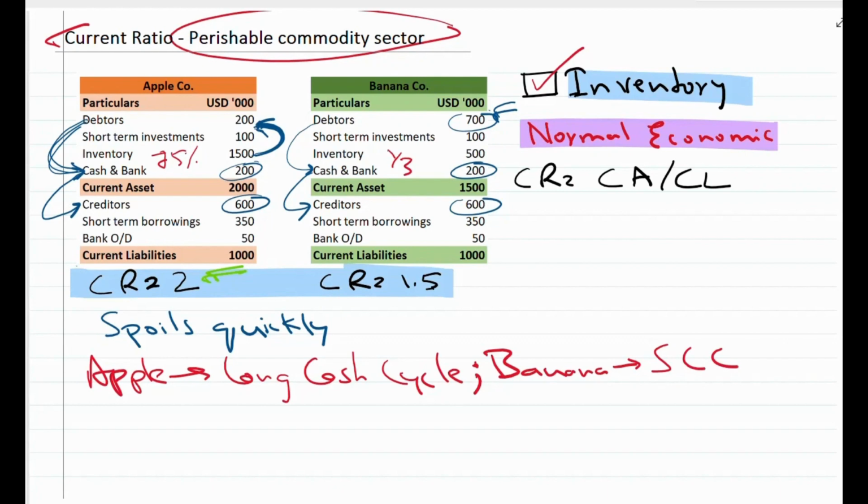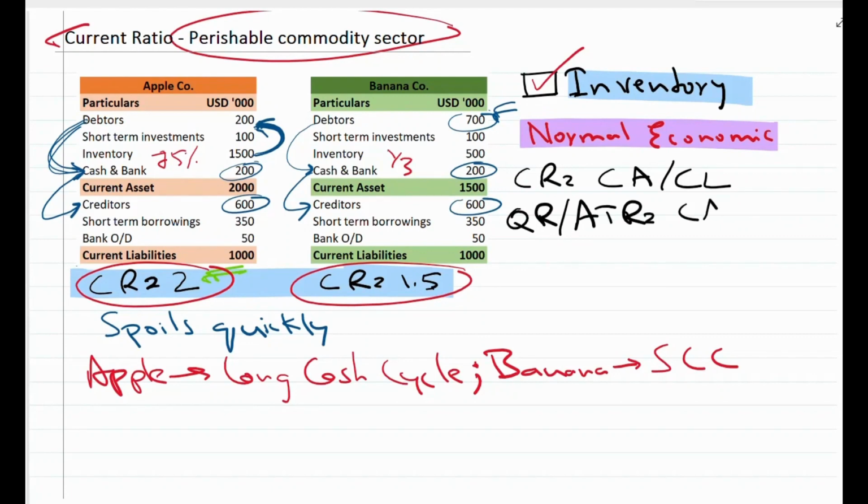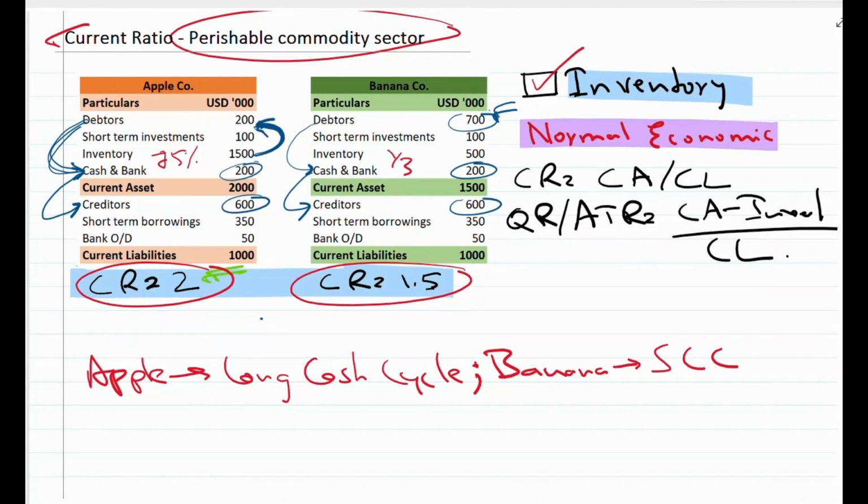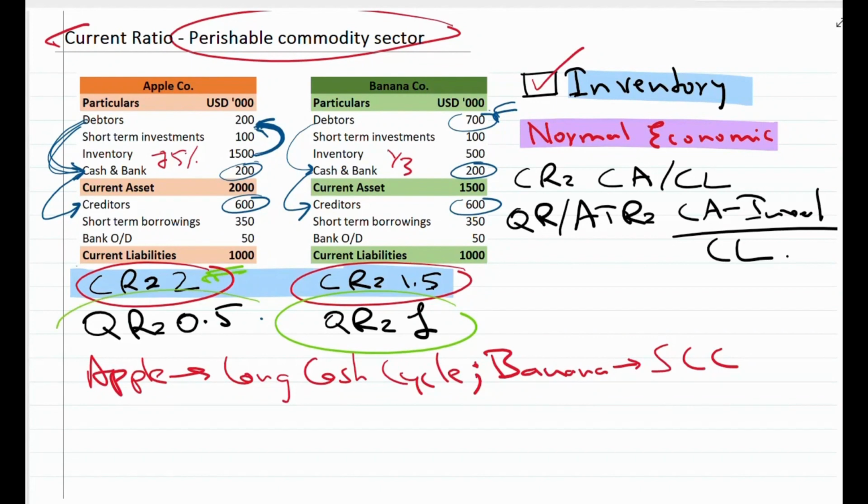So we see Apple is struggling, but the current ratio says they are far better than banana. So we need to tailor the ratios. We use the quick ratio, or the acid test ratio, which is current assets minus inventory by current liability. If we calculate it here, Apple's quick ratio will be 0.5, and banana's will be 1. Now we see banana is doing better than Apple.